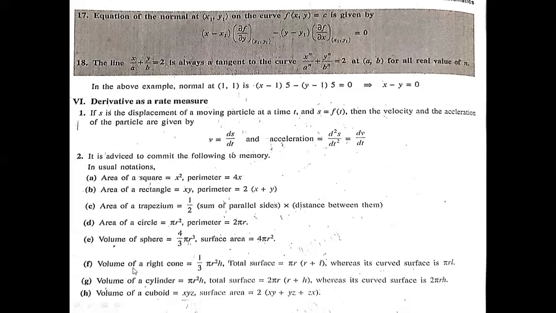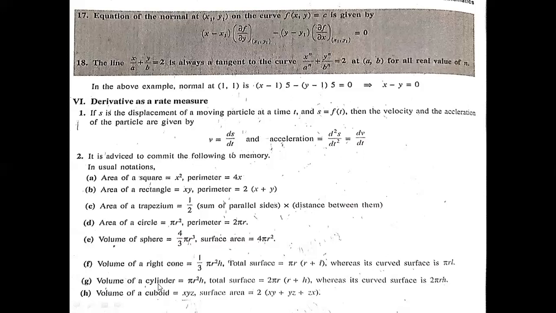Next, volume of a right cone is equal to 1 by 3 pi r square h. Total surface area is pi r into r plus l, whereas its curved surface area is pi r l. Curved surface area is pi r l and total surface area of a cone is pi r into r plus l. And the volume of a right cone is 1 by 3 pi r square h.